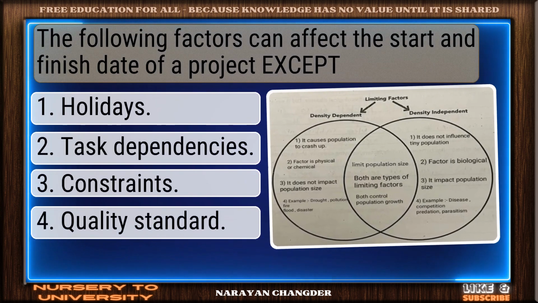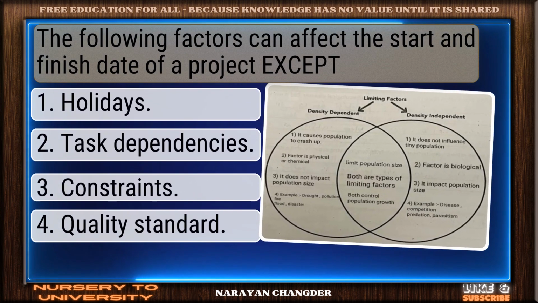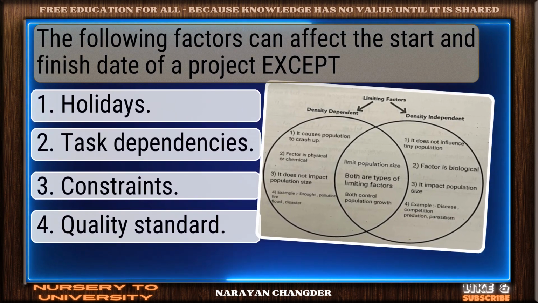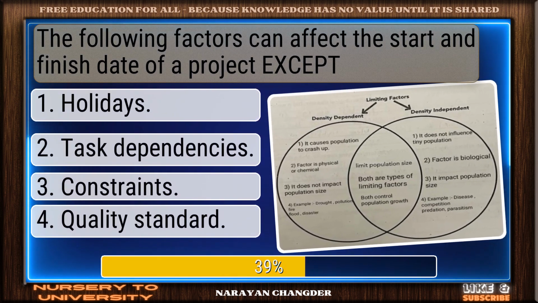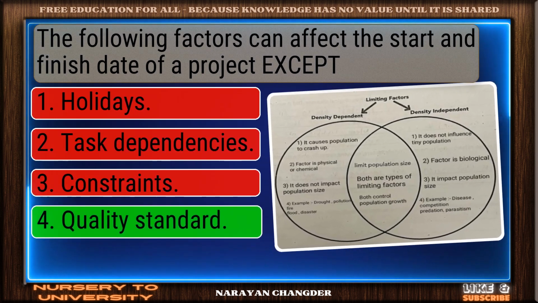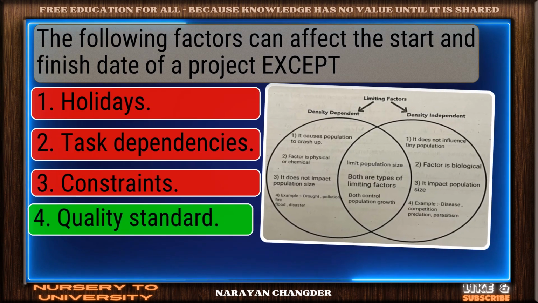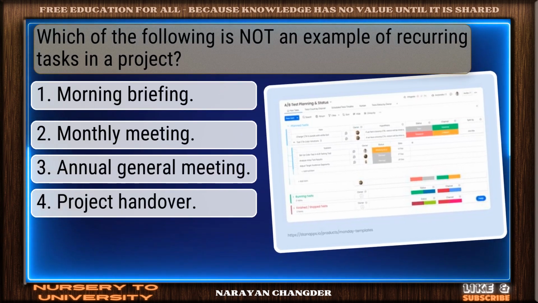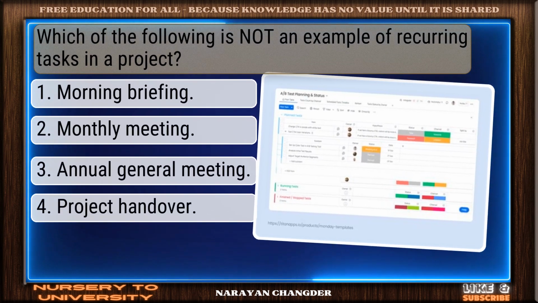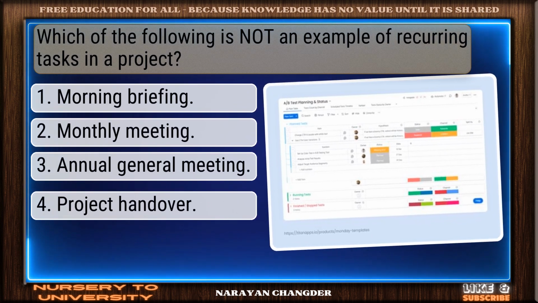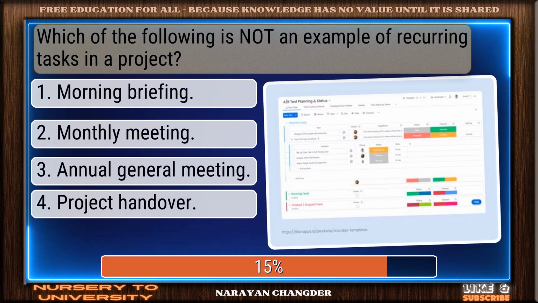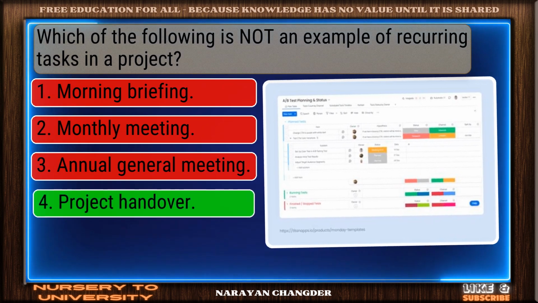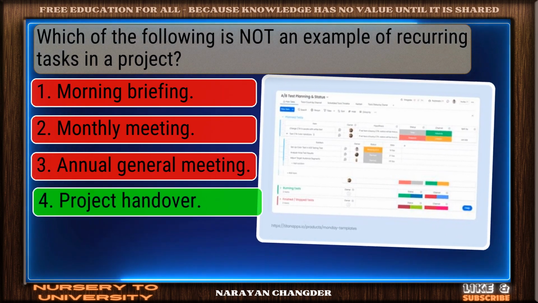Question number 19. The following factors can affect the start and finish date of a project, except. Nice selection. Quality standard is the correct and valid answer. Question number 20. Which of the following is not an example of recurring tasks in a project? Strong choice. Project handover is the right answer.